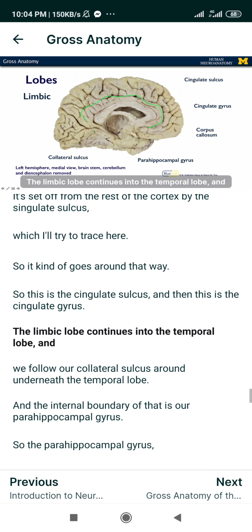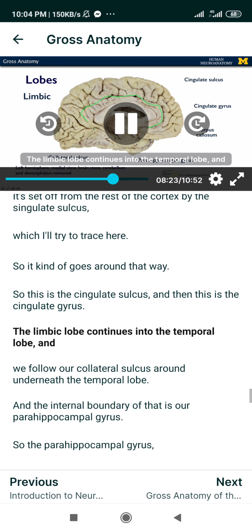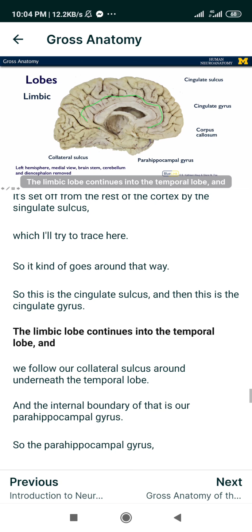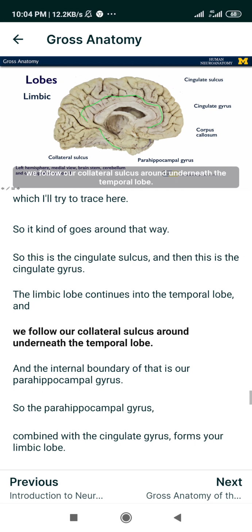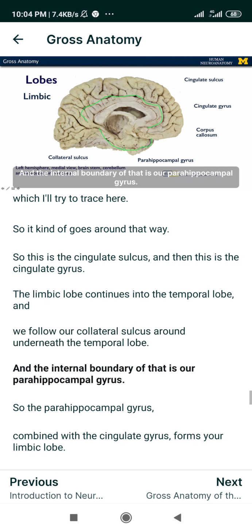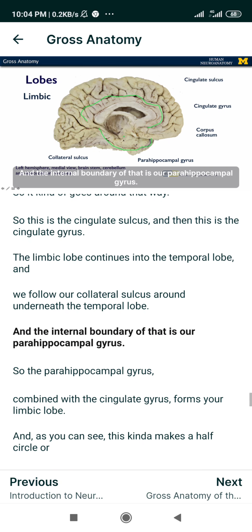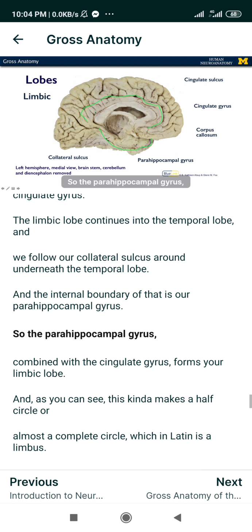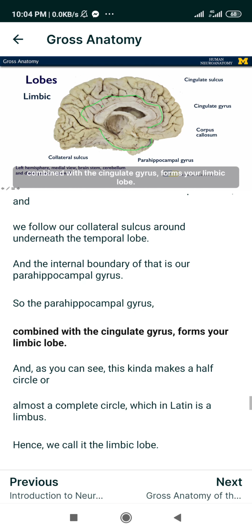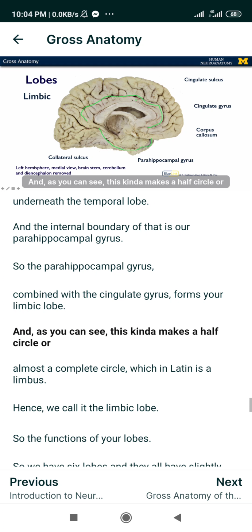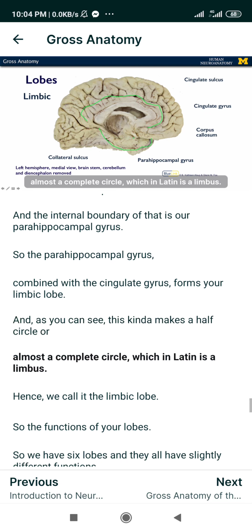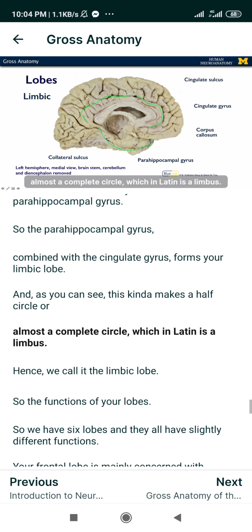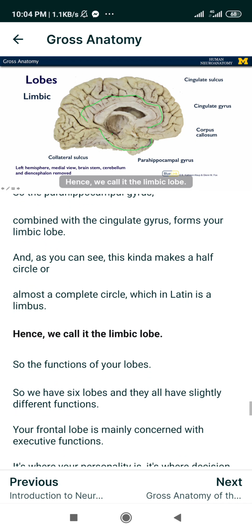The limbic lobe continues into the temporal lobe, and we follow our collateral sulcus around underneath the temporal lobe. And the internal boundary of that is our parahippocampal gyrus. So the parahippocampal gyrus combined with the cingulate gyrus forms your limbic lobe. And as you can see, this kind of makes a half circle, or almost a complete circle, which in Latin is a limbus, hence we call it the limbic lobe.